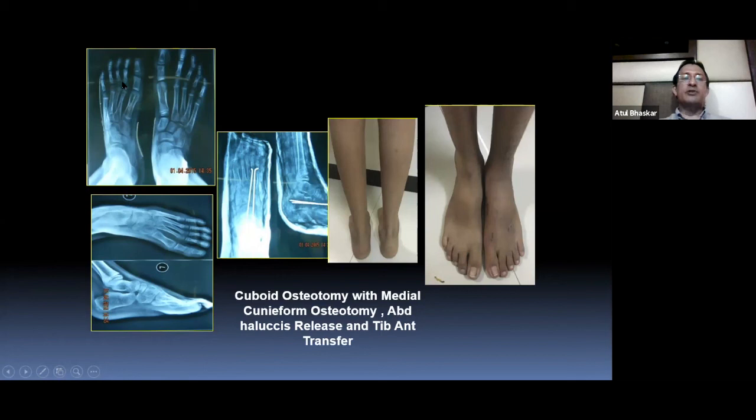These are usually Ponseti-treated feet. This will not be a foot coming to you at an older age which has not been treated. Untreated clubfoot will always have a rigid equinus as well. Ponseti feet will probably have a good heel, but only the forefoot goes into adduction. So this is what is done: cuboid osteotomy fixed with wires and a medial cuneiform open wedge osteotomy so that you can maintain the length of the foot.